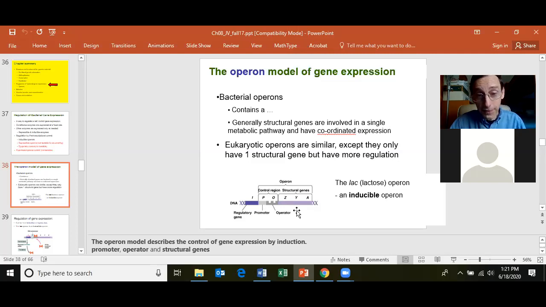Well, hopefully you understand that because E. coli doesn't normally see the sugar lactose, it normally turns off the lac operon. Right?